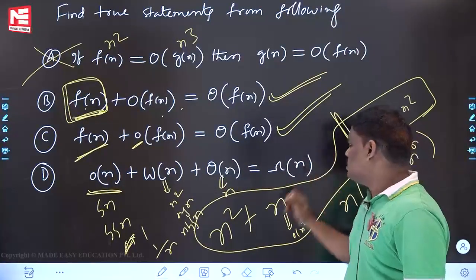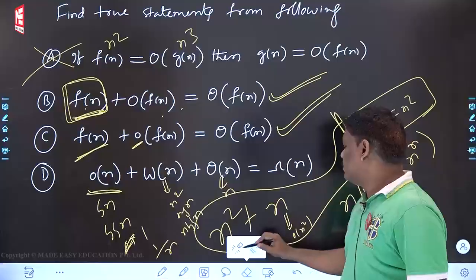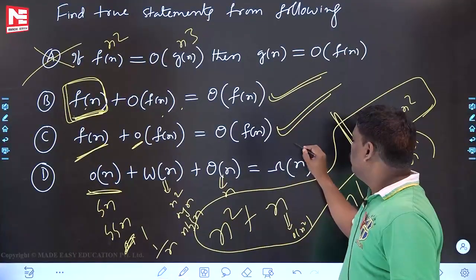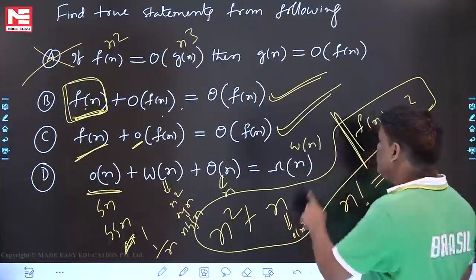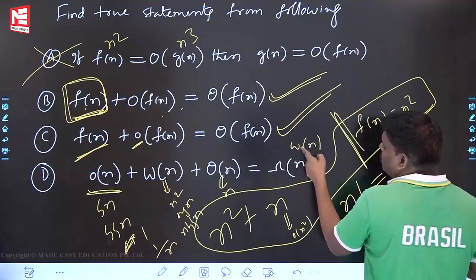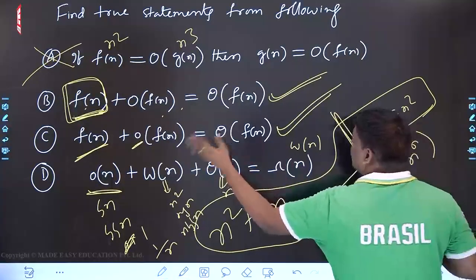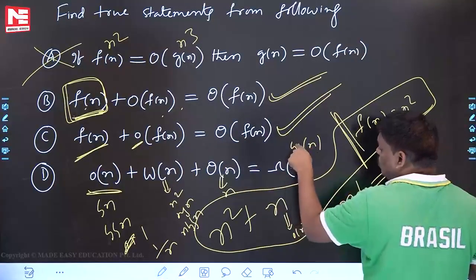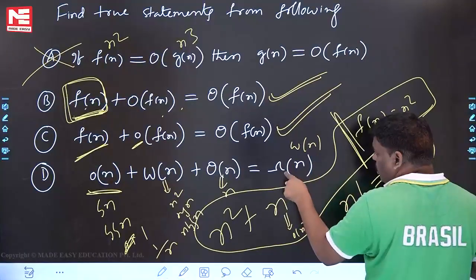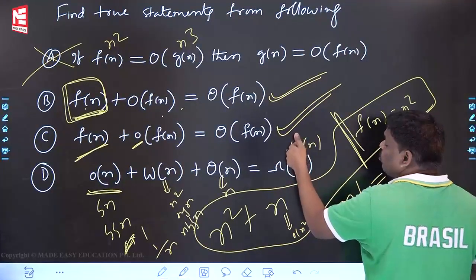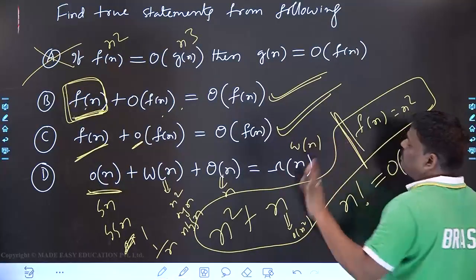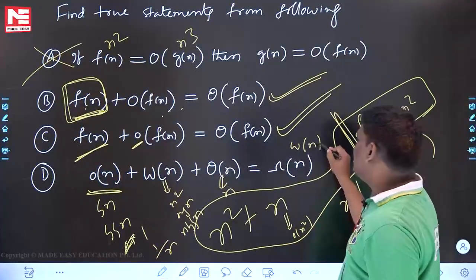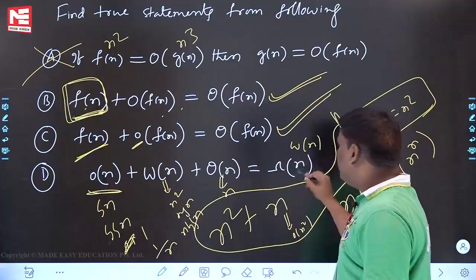I think this is going to be omega of n. Omega means, everyone knows, small omega. What is the meaning? Small omega means the left hand side is going to be more than n. Whenever small omega is satisfied, big omega also will be satisfied.